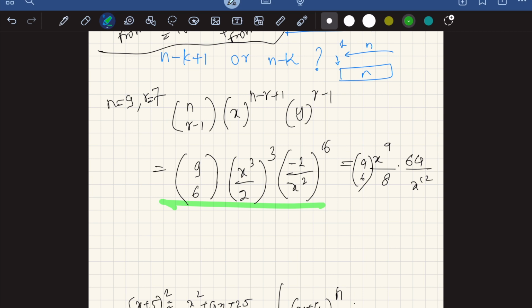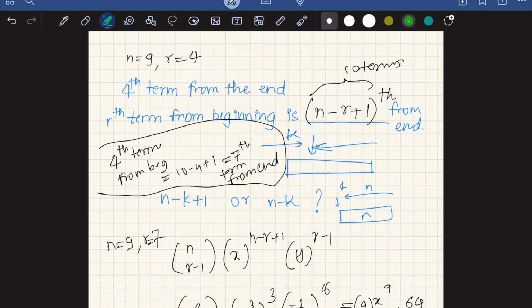Okay, so what we will do is we will do this part by part now. Is everybody okay with this part, that this is the rth term from the beginning? Is this fine? Now the next thing that we said was, if you're looking at the rth term from the beginning, then it would be n minus r plus 1th term from the end.